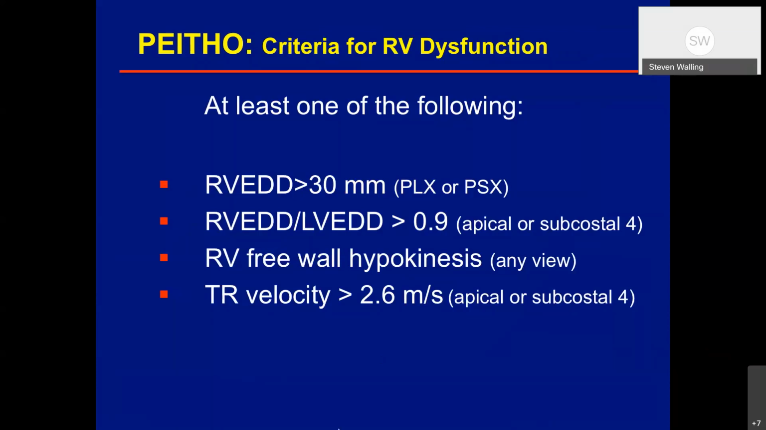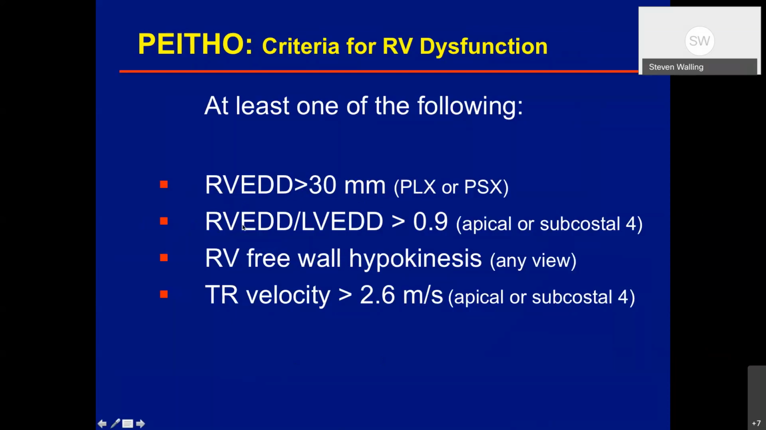Number one, the first two are size related. This is the parasternal short axis view, as in the first couple of slides I showed. The RV size should be 30 millimeters as the cutoff, and greater than that is dilated. So that's one number you want to look at.